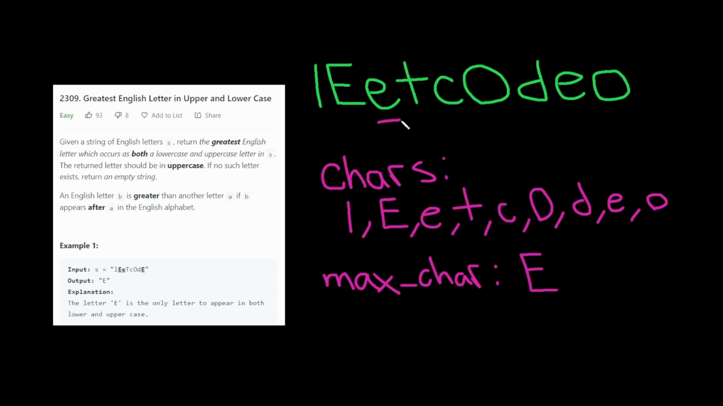And we do the same thing. We get to this E here. We know the uppercase version of this E is in the set, but capital E is equal to capital E, so we don't change anything here. And we keep going like this. And so we get to the T, nothing happens. We get to the C, nothing happens.